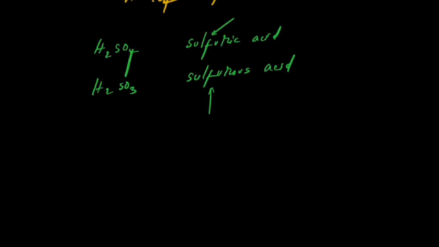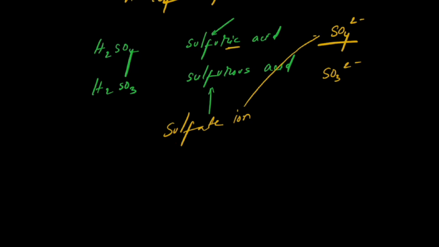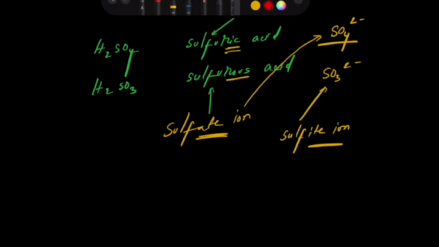And what about SO4 2 minus? Whenever this acid loses 2 protons, you are left with SO4 2 minus, and here you are left with SO3 2 minus. So this is ic acid, that's why it is sulfate ion, and this is called sulfite ion. So always ic is related with ate and ous is related with ite. Okay, let me give you two more examples.